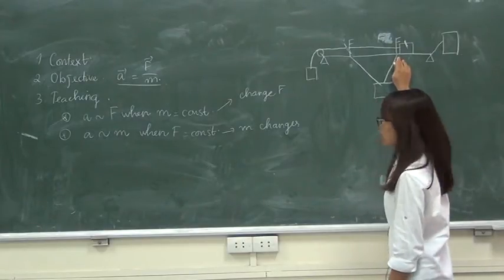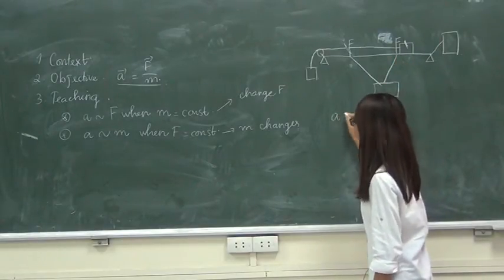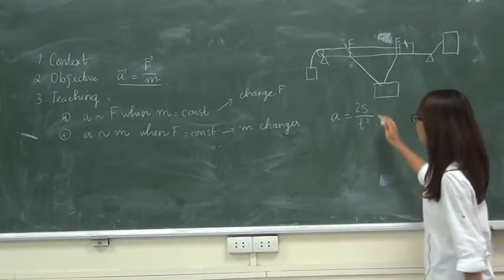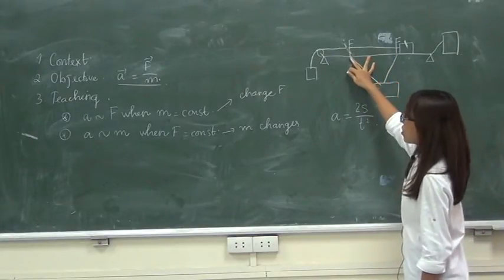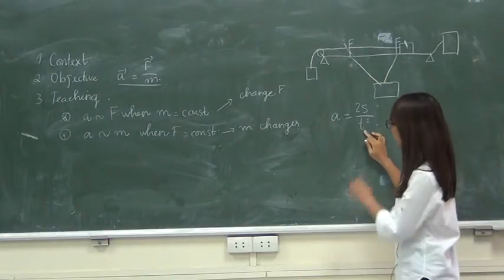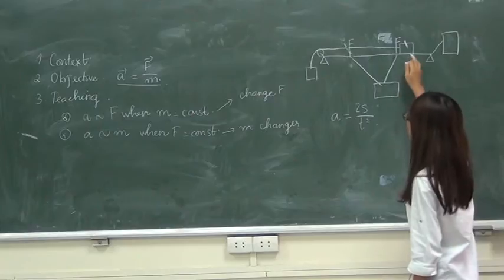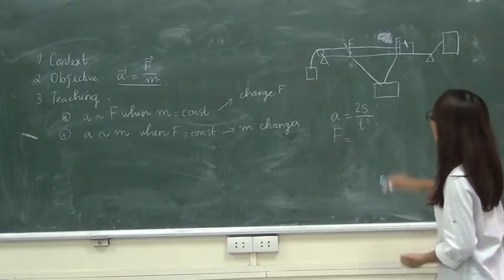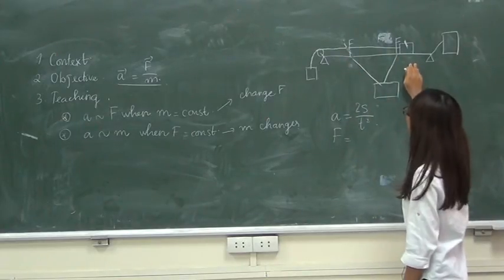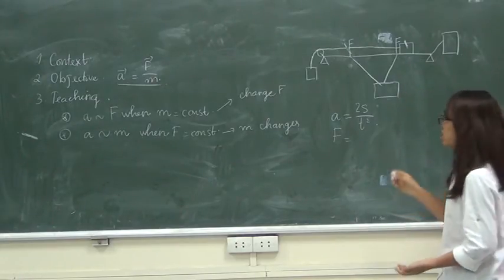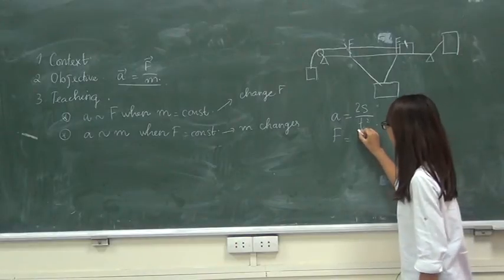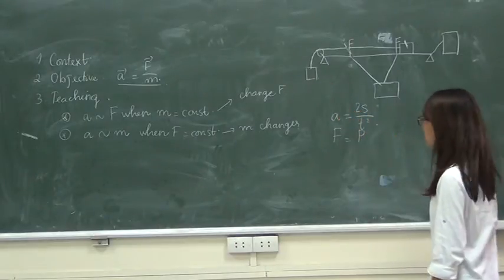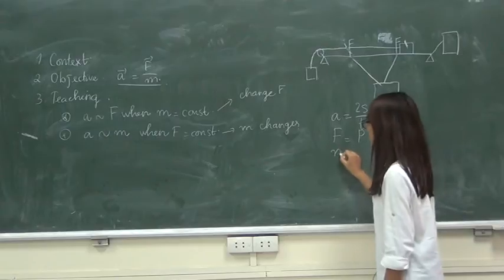Since the initial velocity equals 0, we can calculate a equals 2s per t squared, in which s is the distance between the two photo gates. t is the time interval the car moves between them, and we calculate F. Since the system of objects moves without friction force, we can consider F equal to the gravitational force of the hanging mass. And about the mass, we can measure it by balance.